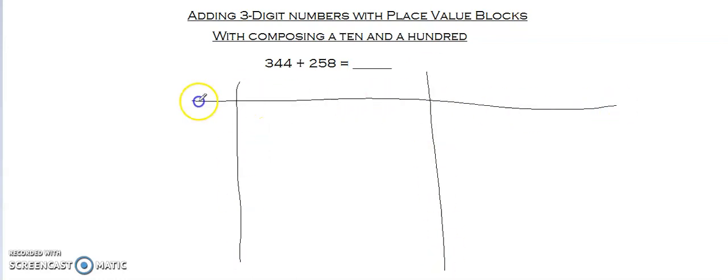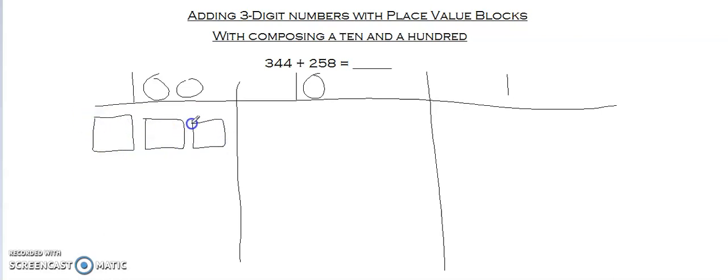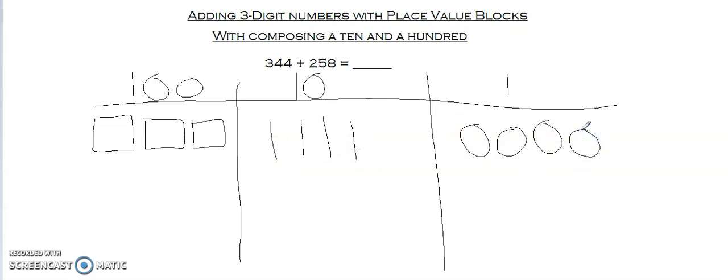With this example, I'm going to show you what happens when you need to compose a 10 and a 100 in the same equation. So we have 344 plus 258. Always drawing my hundreds, tens, and ones frame so I don't lose track. 344 has 3 hundreds, 4 tens, and 4 ones. 258 has 2 hundreds, 5 tens, and 8 ones.